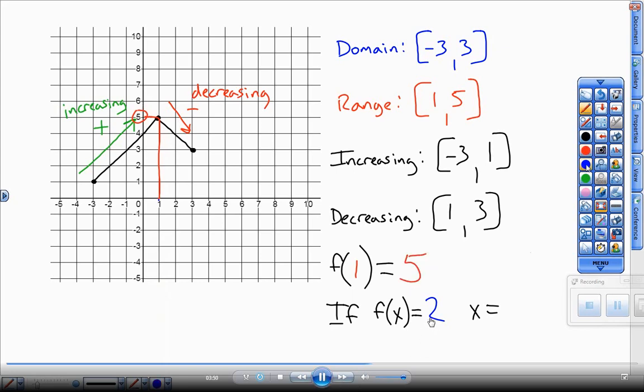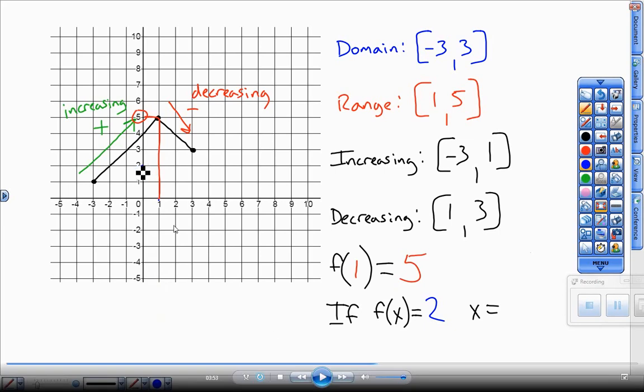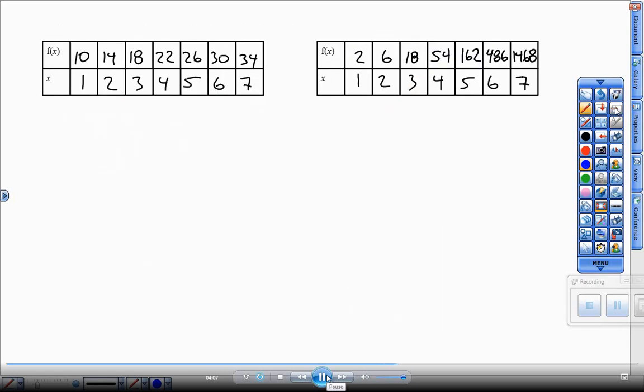Next one is me giving you the y value first. So that's 2. Don't go to 2 on the x-axis. This is 2 on the y-axis. Find that line and then look down and give me that x number. So if the y value is 2, the x number that had to be plugged in is -2. Know that.